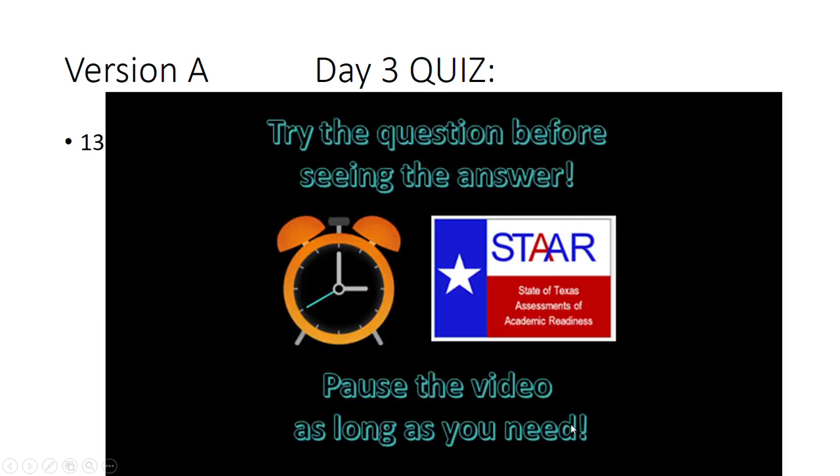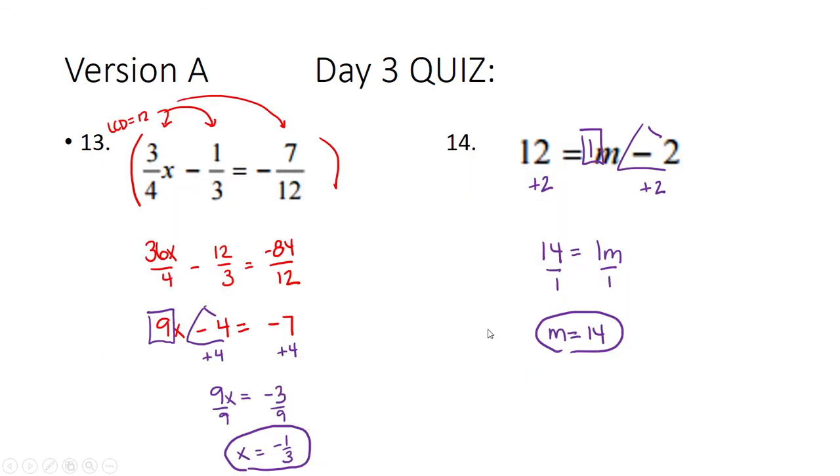All right, last 2 questions for today. So number 13, we have a little bit harder fraction to clear. Our LCD here would be 12 because all of these numbers can go into 12. And then we would multiply 12 times 3 to be 36x over 4, 12 times 1 to be 12 over 3, and 7 times 12 to be negative 84 over 12.